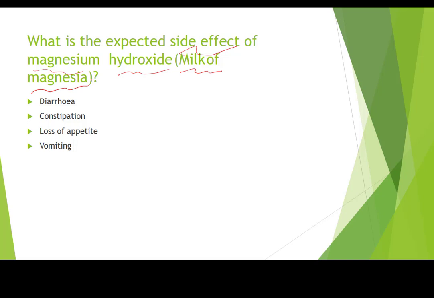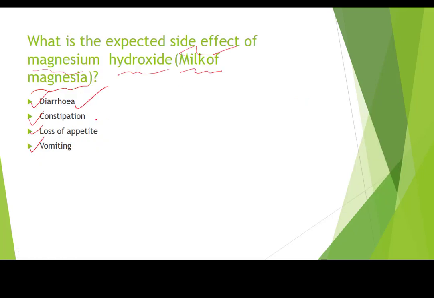What is the side effect of magnesium hydroxide? Here are a total of 4 options as given: A, diarrhea; B, constipation; C, loss of appetite; and D, vomiting. So the answer we can get is diarrhea.